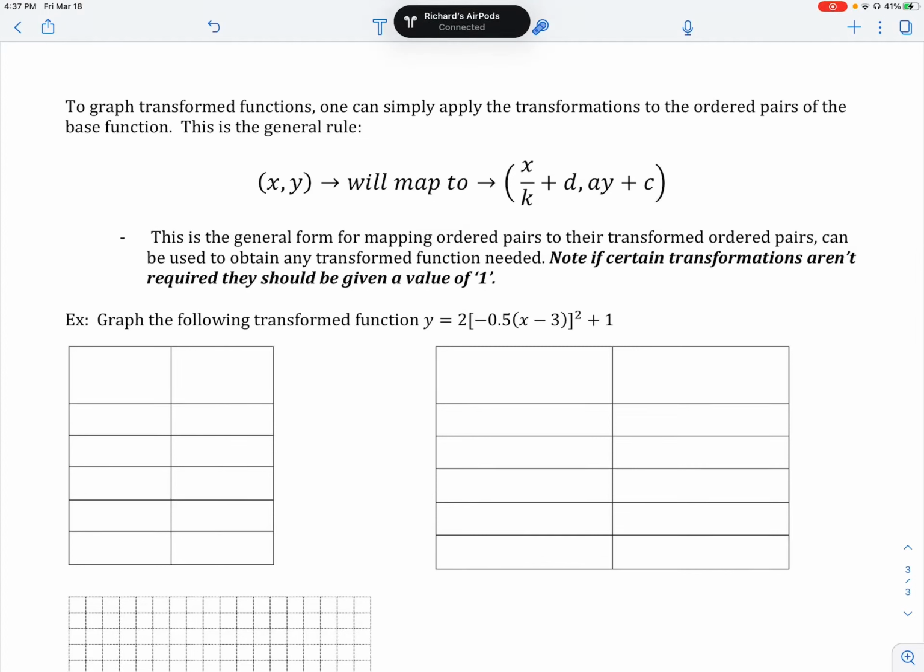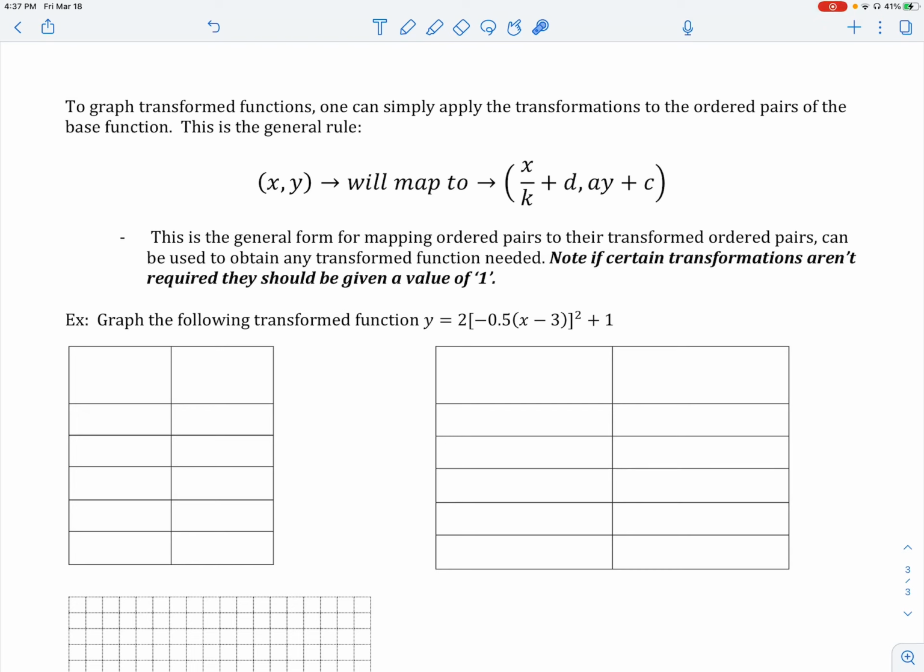Hi, welcome back to our second video on 2.6, combinations of transformations. In this video, I want to show you how you can use a point mapping formula to quickly apply many different transformations to a base function. We do this in order to get the graph, which is really what everything comes down to. Can you see an equation and then get the graph? The answer is yes, because this whole process is actually really simple.